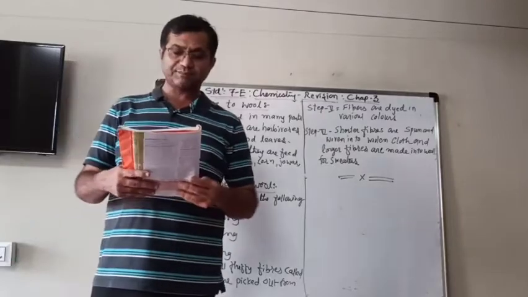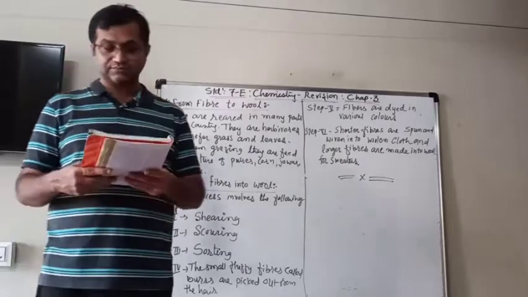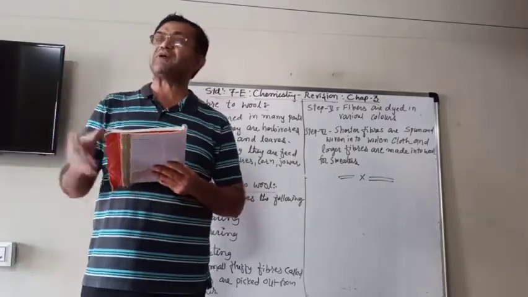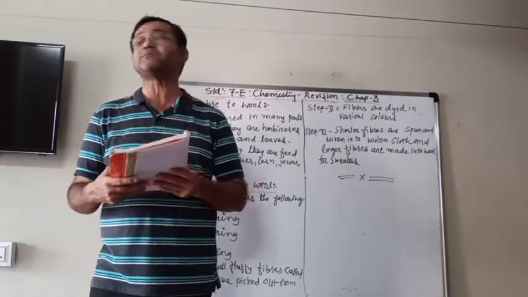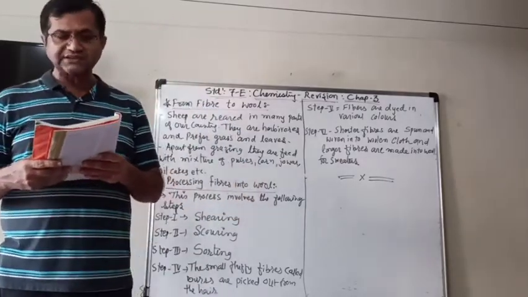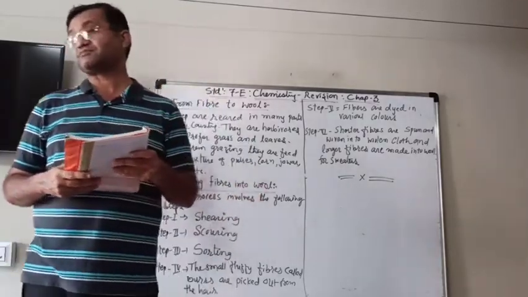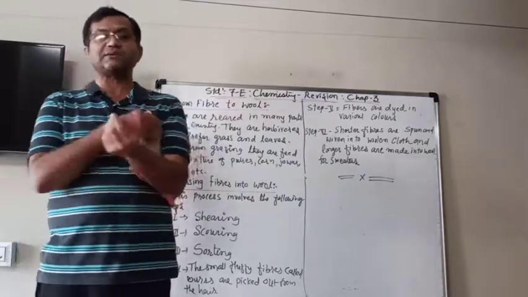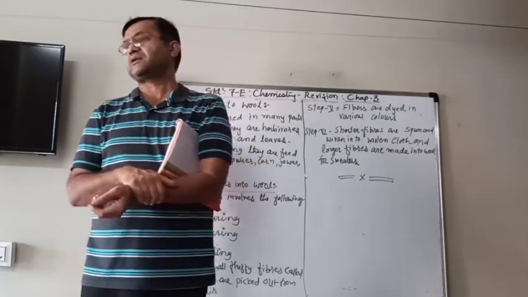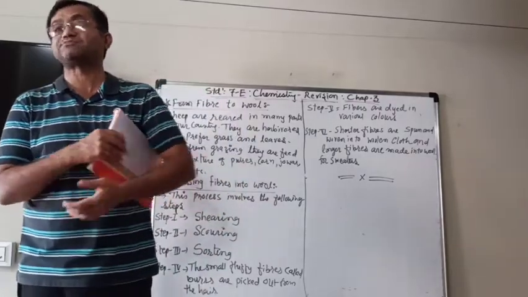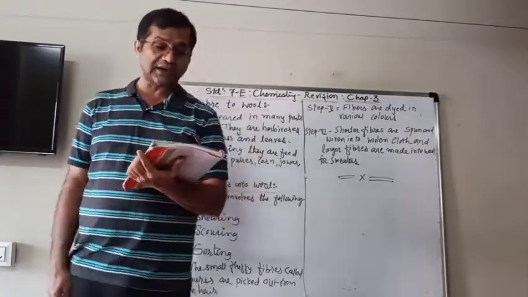Then the fourth step. In the fourth step, the small fluffy fibers, which are known as burrs, are picked out from the hair. These are the same burrs which sometimes appear on your sweaters. Generally on your sweater sometimes you will see small fibers coming on it, which are known as burrs. So those burrs are picked out from the hair.